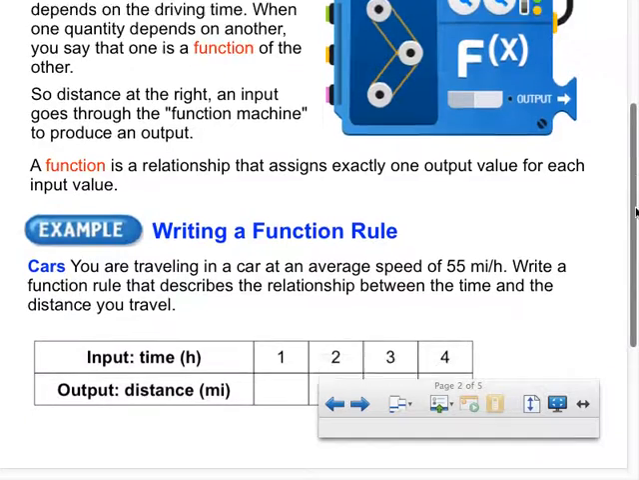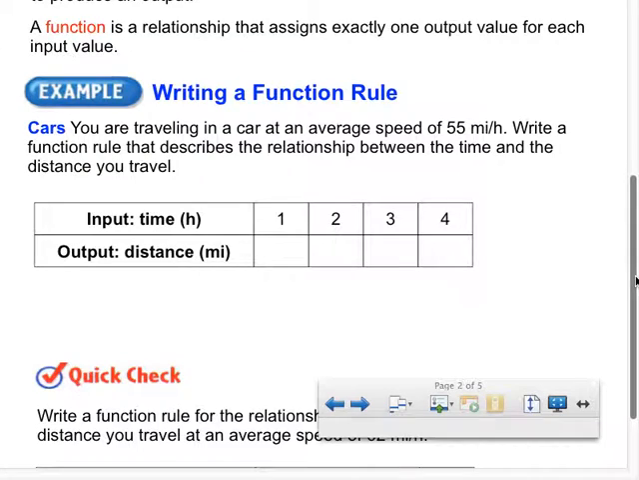10:36. Okay, writing a function rule. Here's my first example. Cars. You're traveling in a car at an average speed of 55 miles per hour. Write a function rule that describes the relationship between the time and the distance you travel. Okay, so our input is time and our output is distance. So if we were to think about this as a function, and just to get you guys familiar, a function where we know the hours.